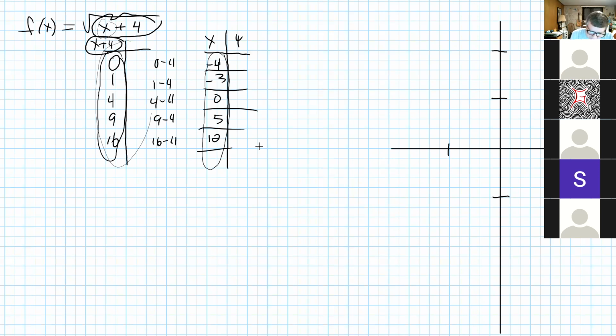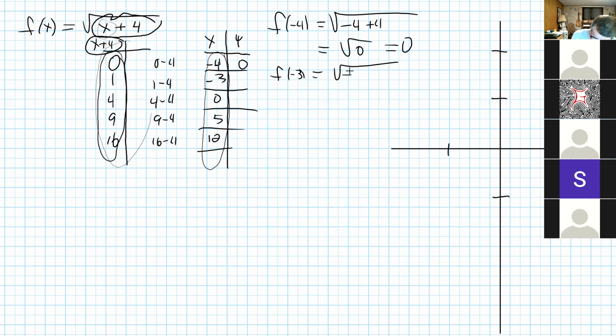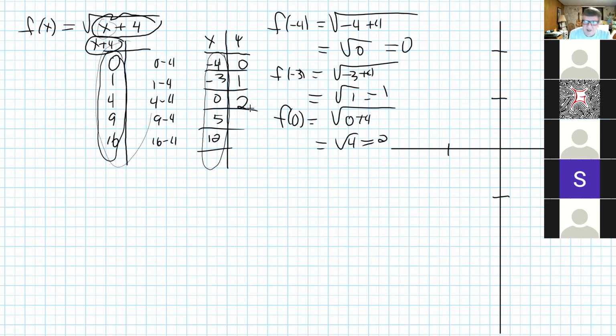But again, we're finding f of negative 4 is the square root of negative 4 plus 4, which is the square root of 0, which is 0. F of negative 3 is the square root of negative 3 plus 4, which is the square root of 1, which is 1. F of 0 is the square root of 0 plus 4, which is the square root of 4, which is 2. You see what's happening there?